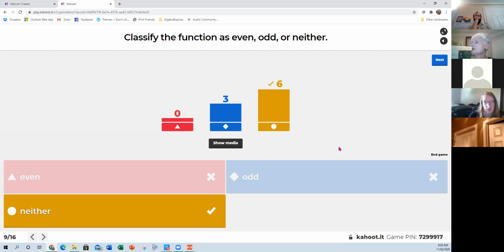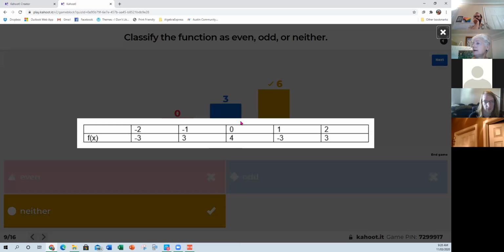Okay, so let's look at this. And again, if you picked that it was odd, which some of y'all did, I'll show you why it's not odd. Remember, for it to be odd, it has to pass through 0, 0. So that's why this one's not odd. Otherwise, it would be. If this had been a 0, this would be odd.